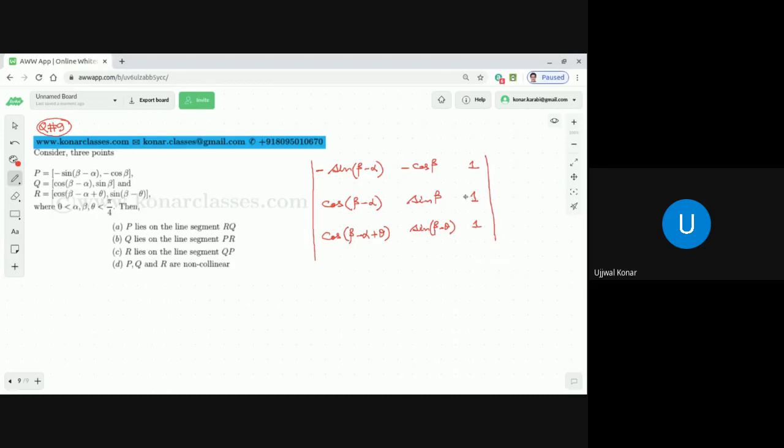If you find the value of this determinant, you will see it is not equal to 0. This value of this determinant cannot be equal to 0. You can expand it and find it out. So directly we can conclude the points are non-collinear. For any value of alpha, beta, theta between 0 to pi by 4, the value of this determinant cannot be equal to 0. So the points are non-collinear and eventually we get the correct option as option D. Correct, not students? Got it?